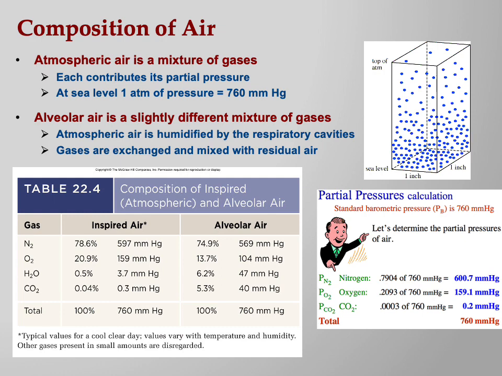And then notice again at the bottom, CO2. CO2 only 0.04% of atmospheric air, right? Inspired air is the atmospheric air. And then notice though, in your lungs, it's 5.3%. That's because all that CO2 in your lungs is CO2 that you made in your cells, and you're trying to get rid of it, okay?